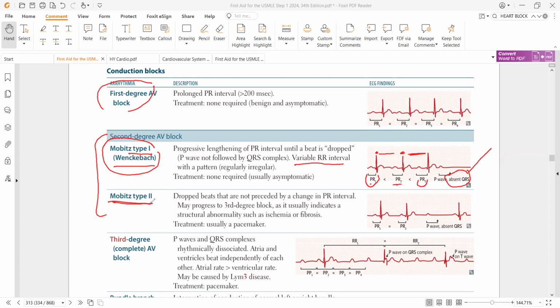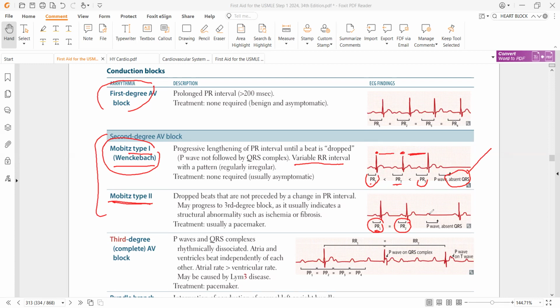So Mobitz type 2. The Mobitz type 2 is basically this: the PR interval is prolonged but fixed. This increased PR interval is equal to this PR interval, right? So a fixed prolonged PR interval, but the dropped beat is also present, right? So you have to make a distinction between these different types of blocks mainly on the basis of the ECG.